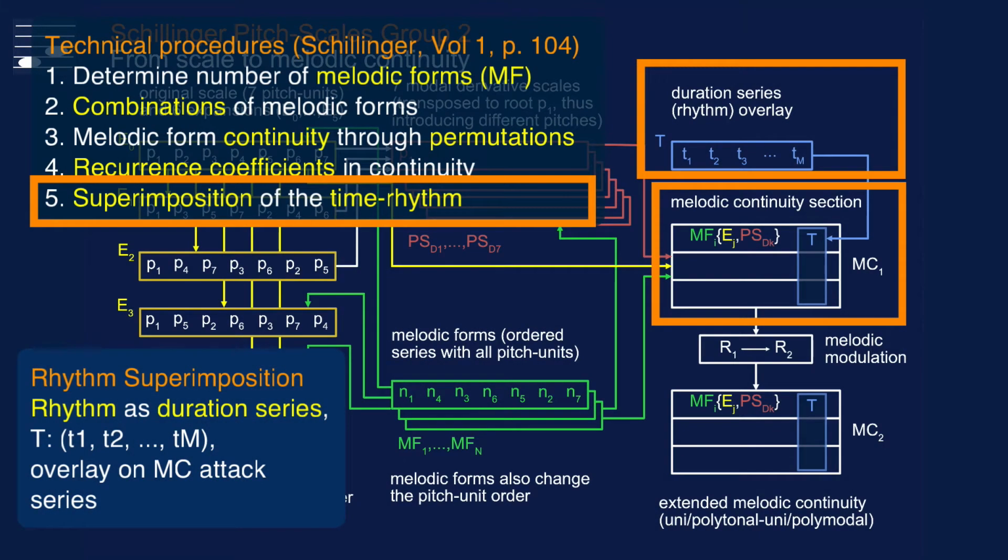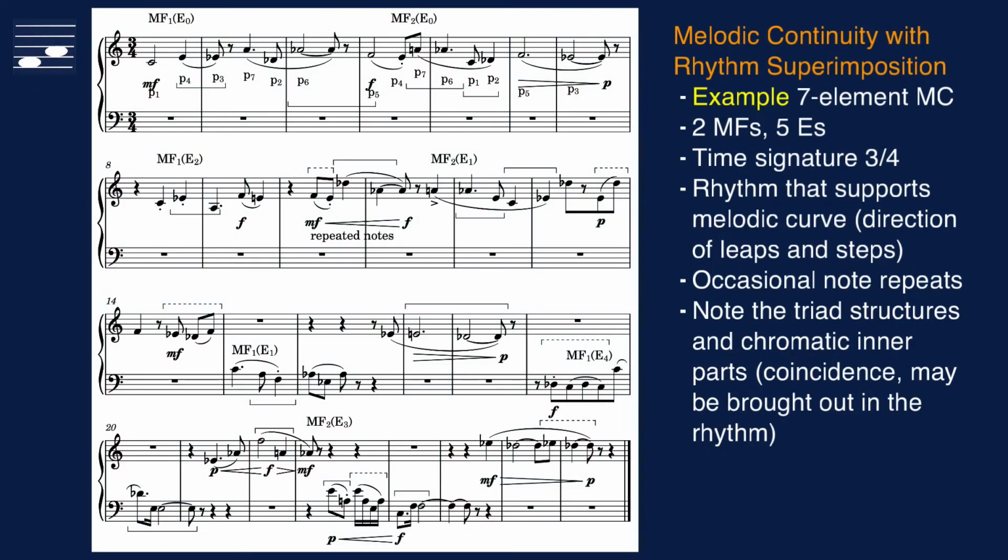The final step in the procedure is what Schillinger calls time-rhythm superimposition, overlaying a duration series over the melodic continuity attack series. We may use a rhythmic pattern from his theory of rhythm, but here I chose a duration series that helps achieving better melodic quality. This means that voice leading for leaps and steps starts to make more sense. Some musical beauty will result. Listen to the continuity with rhythm.